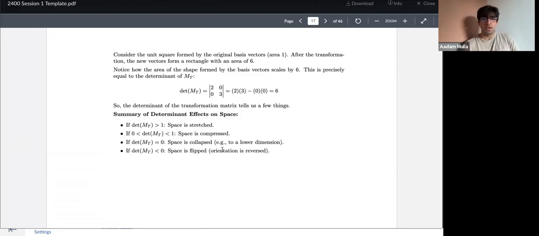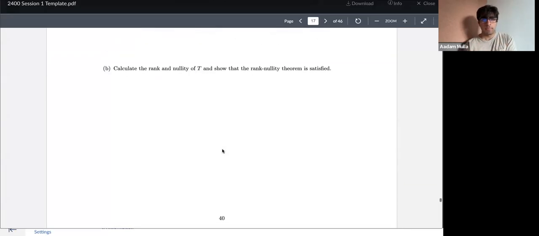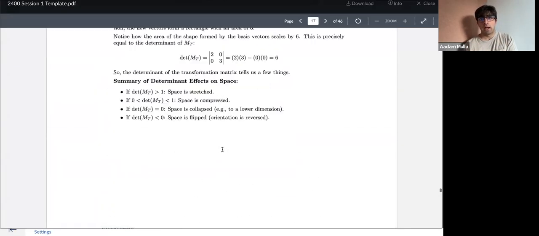If it's equal to 0, then everything is collapsing onto one line. And we're going to see that has to do a lot with eigenvectors and eigenvalues. We'll see that in the next chapter, I think. Yeah, in the next chapter.